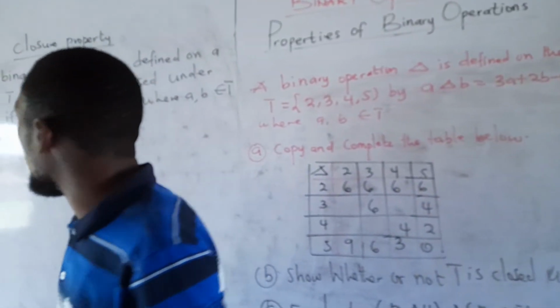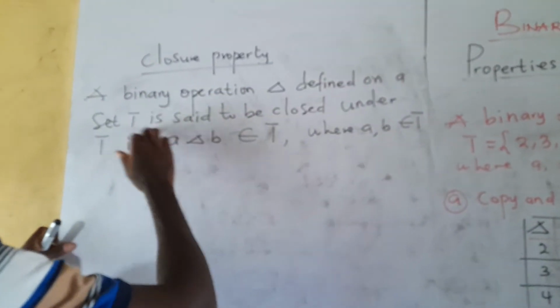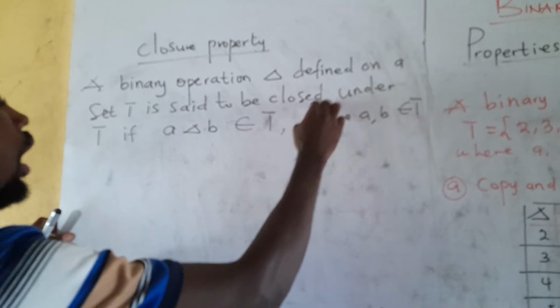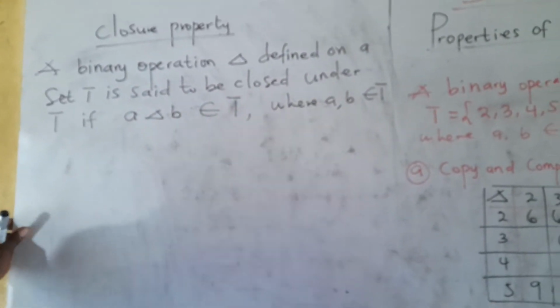Now with the closure property, we say a binary operation delta defined on a set T is said to be closed under T if A delta B is a member of T.